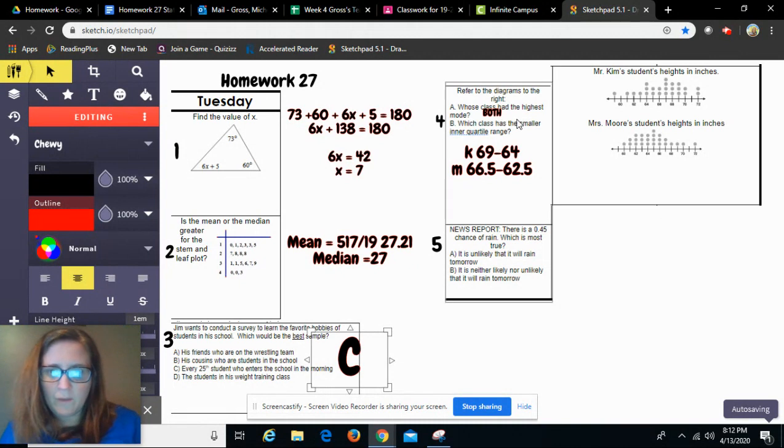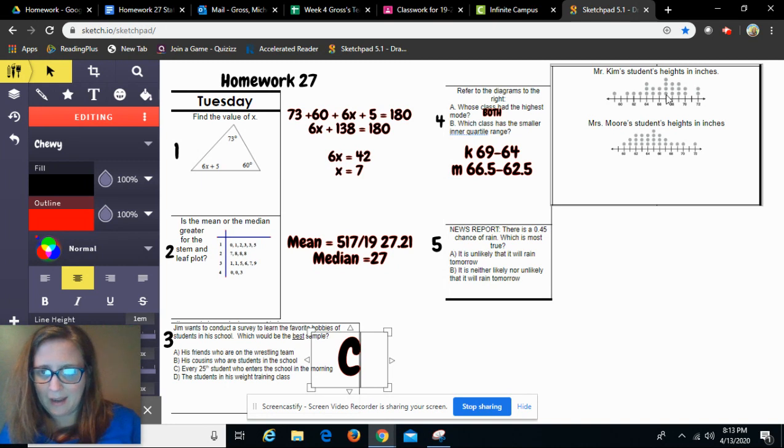Okay. Number 4, refer to the diagrams at the right. Whose class had the highest mode? We'll look at it. There's 4 here, there's 4 here. So the answer here is both. Both of the classes have the highest mode. Then B, and I'm going to go on this one really fast, and I will go over it later if you need my help on this.